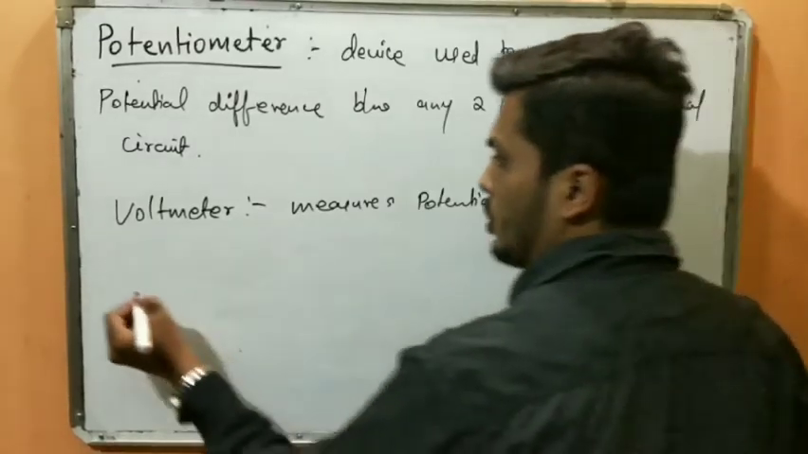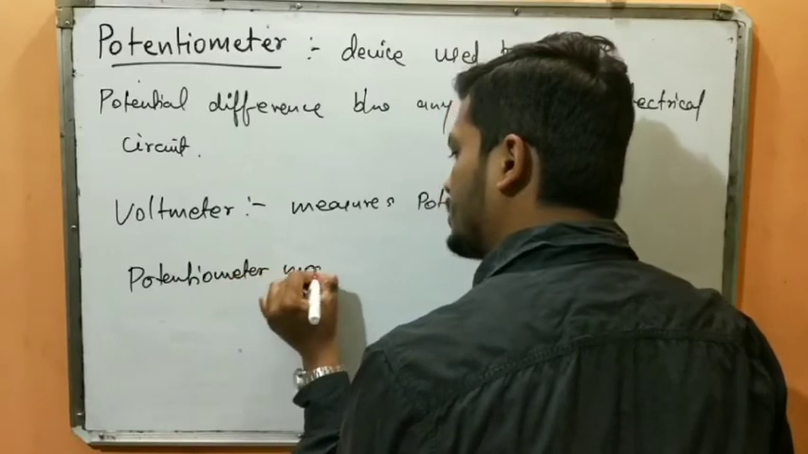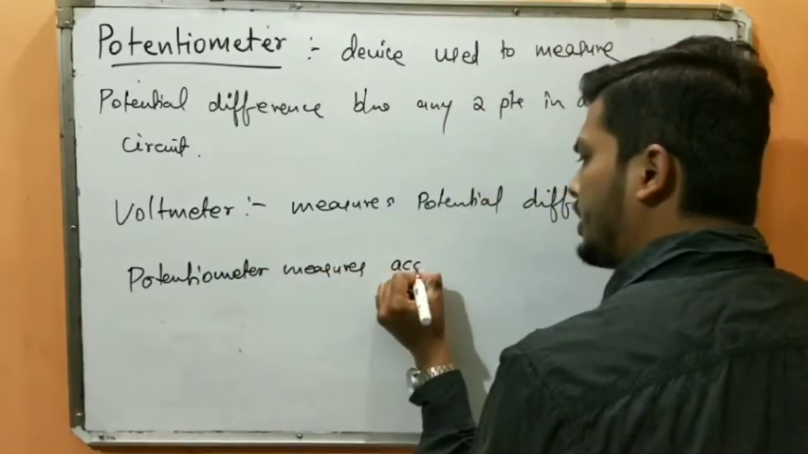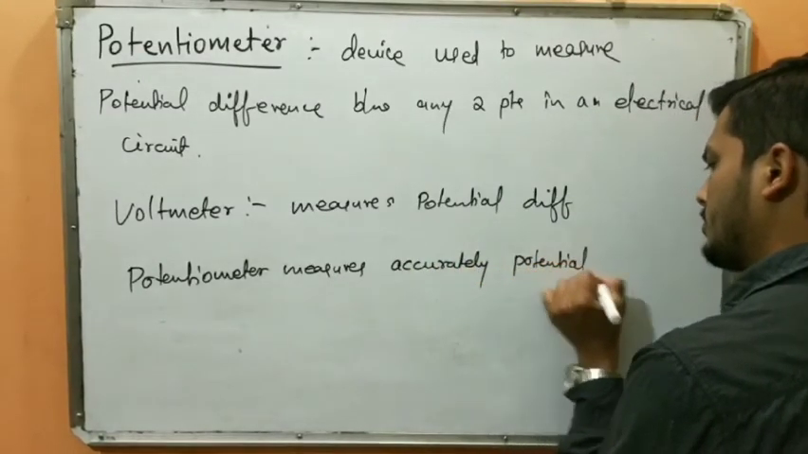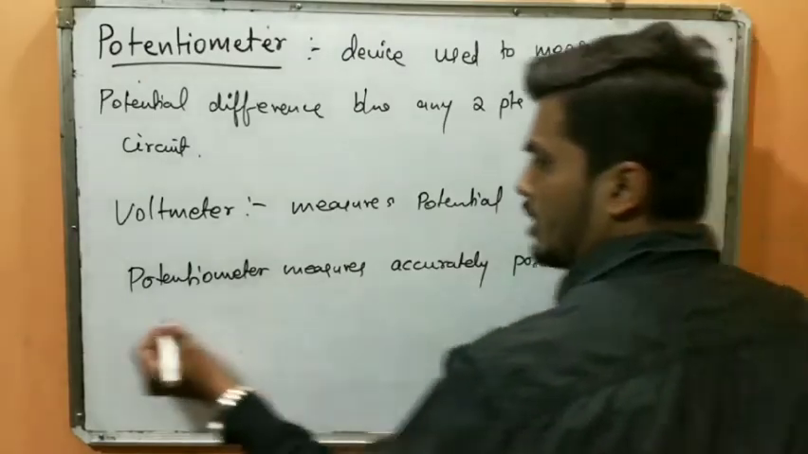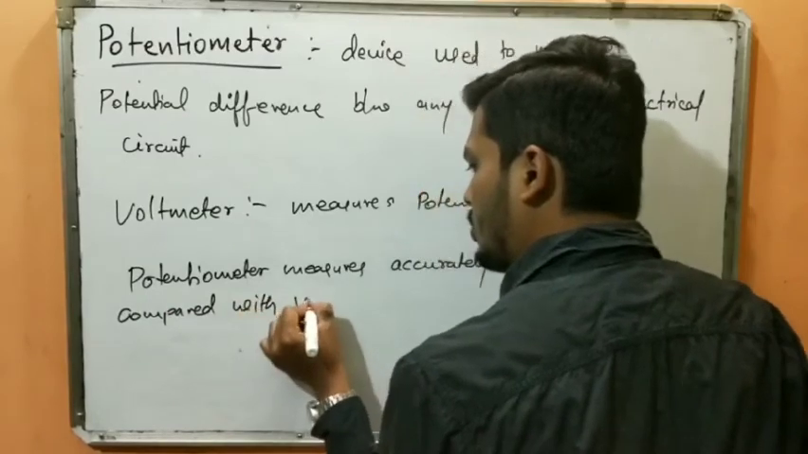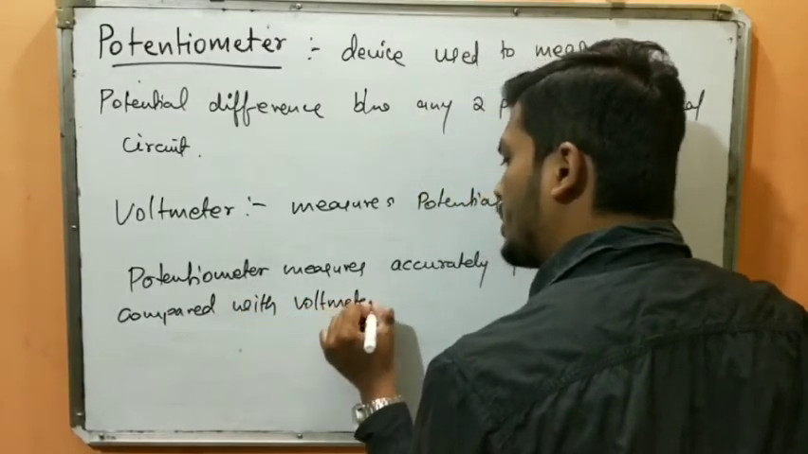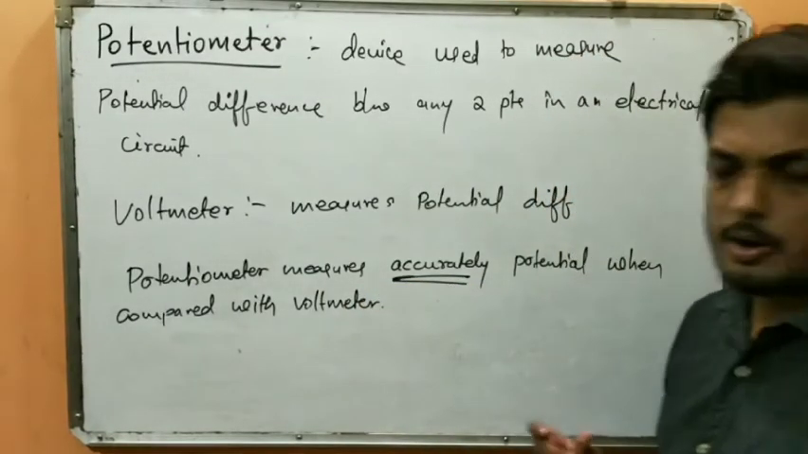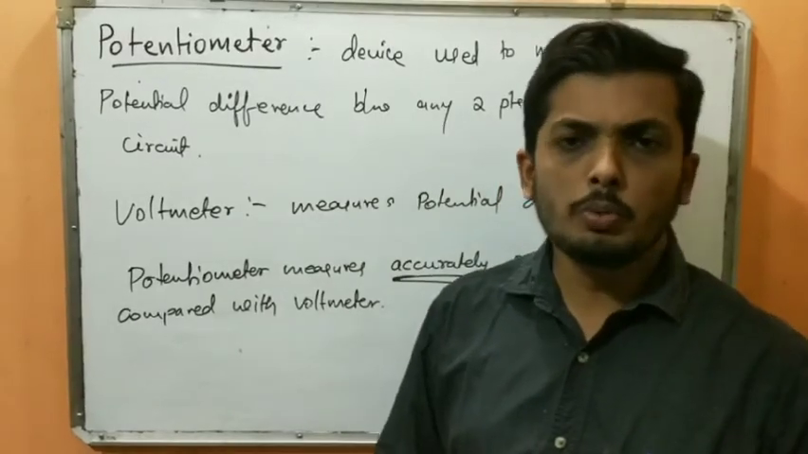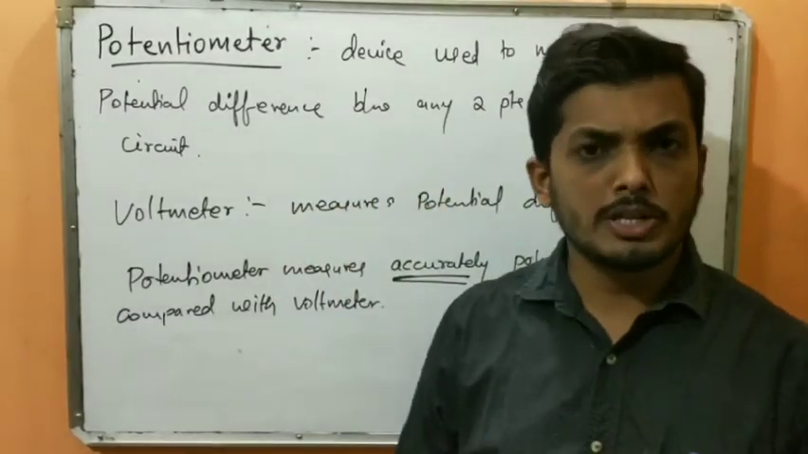But remember, the potentiometer measures potential accurately when compared with the voltmeter. So there is a lot of accuracy in the potentiometer when compared to the voltmeter, right? So the potentiometer is the most preferred device to measure the potential.